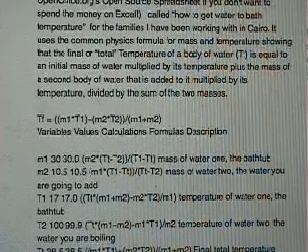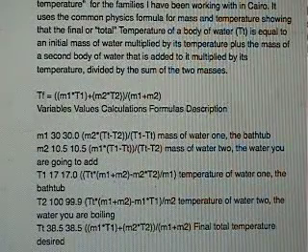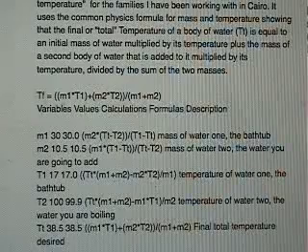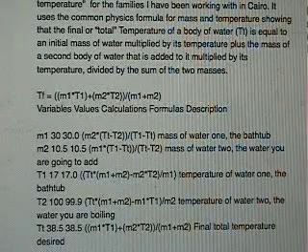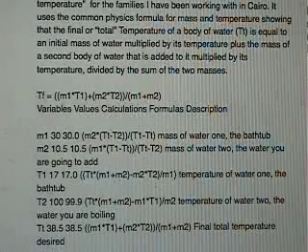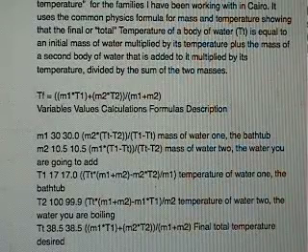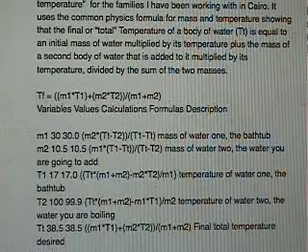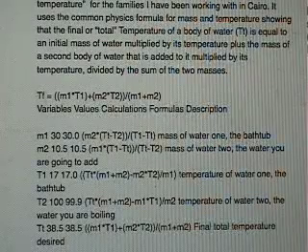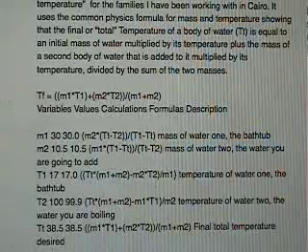And the formula is, of course, the temperature of the final water that you want, which should be anywhere between 32 and 40 degrees, depending on how hot you like your bath, given that your body is 37 degrees, equals the mass of the first body of water times its temperature, plus the mass of the second body of water times its temperature, divided by the two masses of the two bodies of water added together.